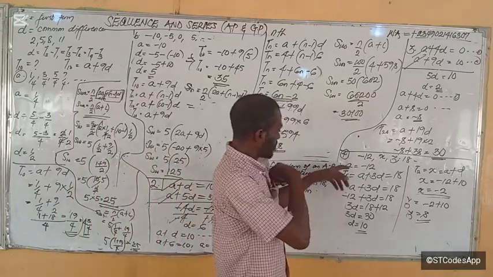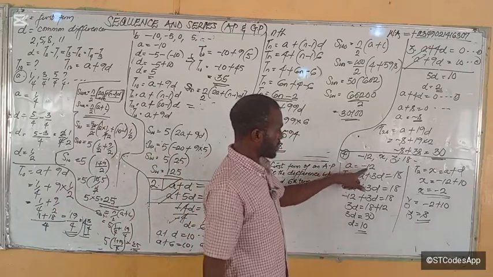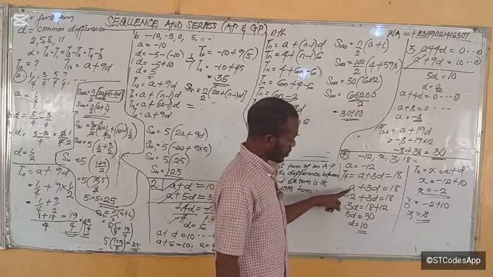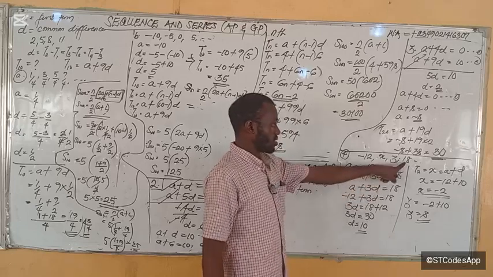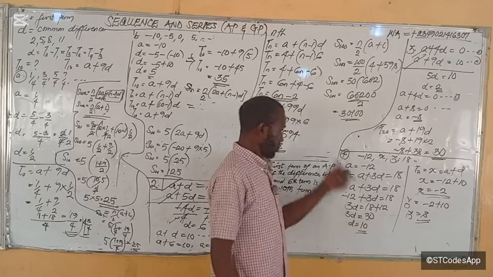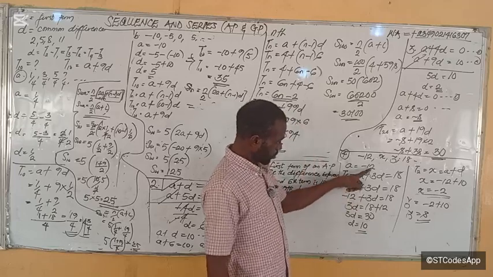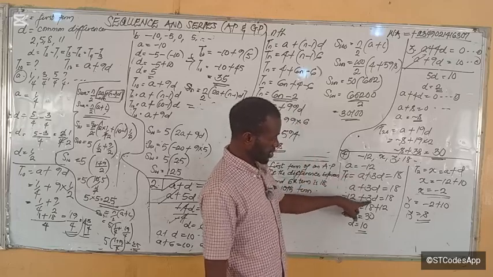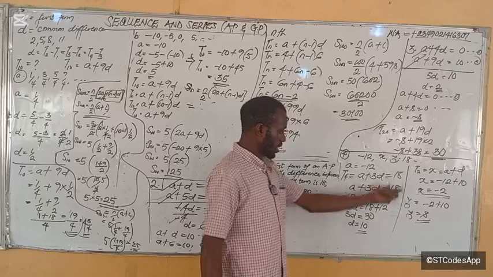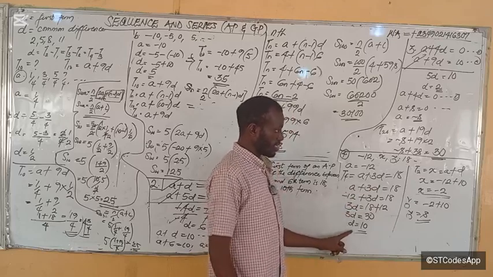I did the first term is this, and the fourth term is going to be a plus 3d, right? So a plus 3d will be equal to 18, which is the fourth term. 1, 2, 3, 4, right? That's the fourth term. So by the time you substitute for a here, you have minus 12 plus 3d equal to 18. So make 3d subject so that this guy goes there, and you have d to be 10.